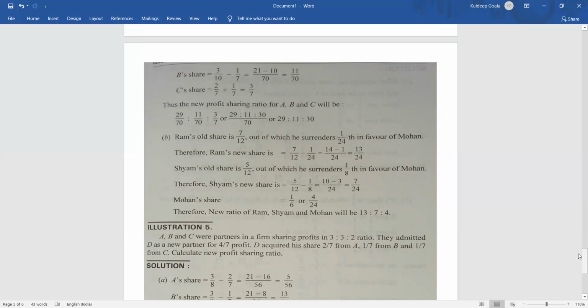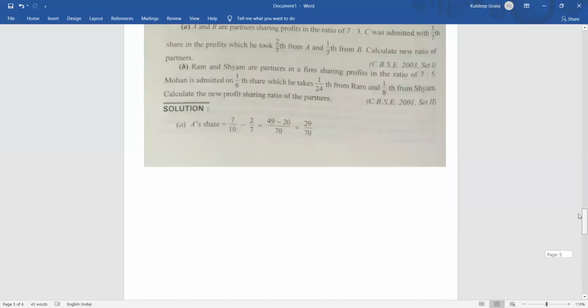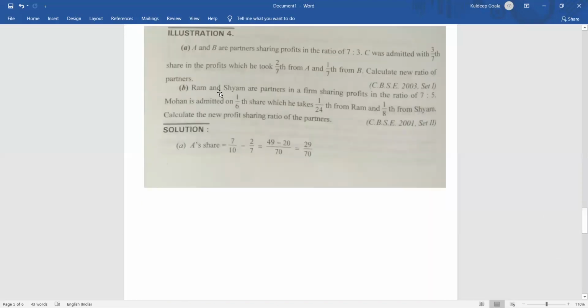Clear? Now coming to the next part, that is part B. What is given here? Ram and Sham were partners and their old ratio was 7:5. They admitted Mohan for a 1/6 share, which he took 1/24 from Ram and 1/8 from Sham. Clear? Now same way it is already told here.